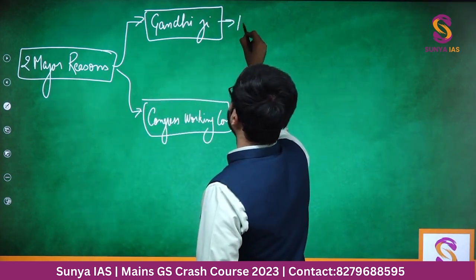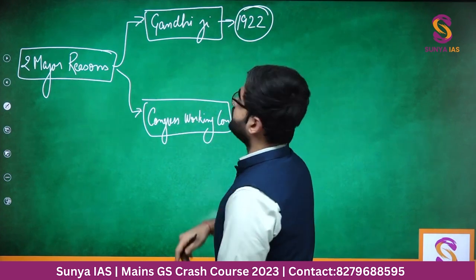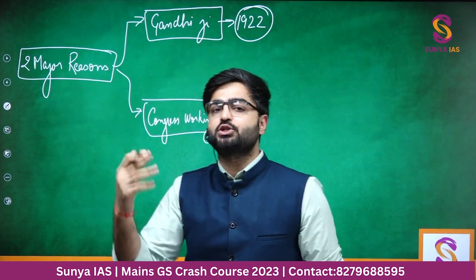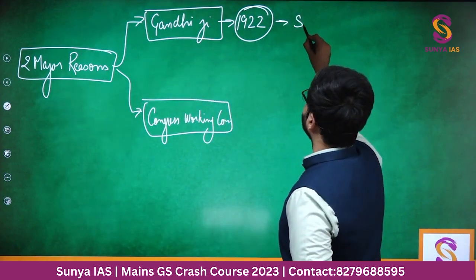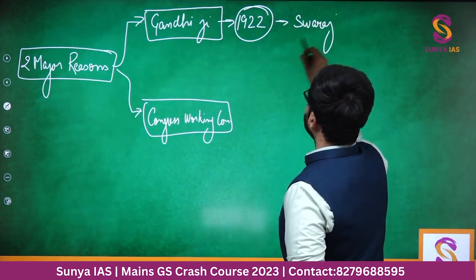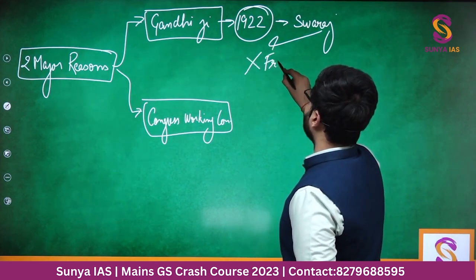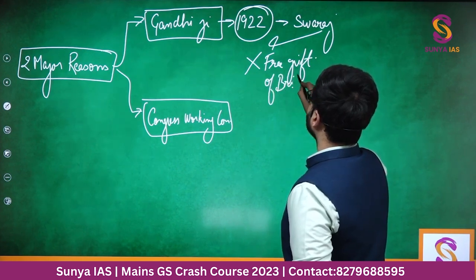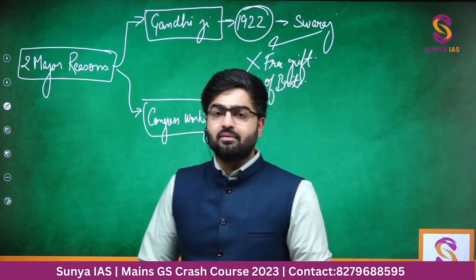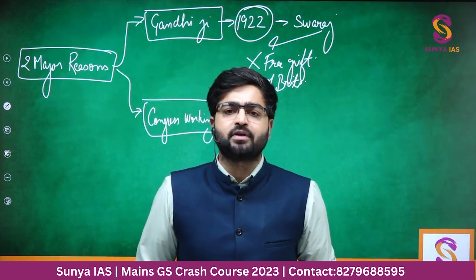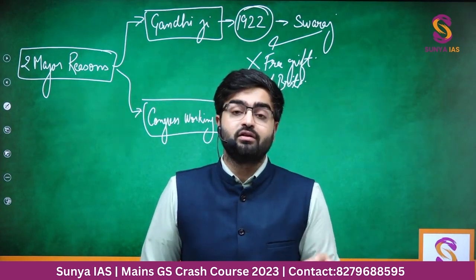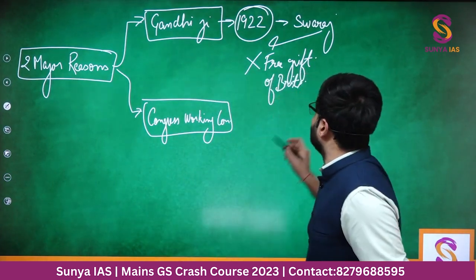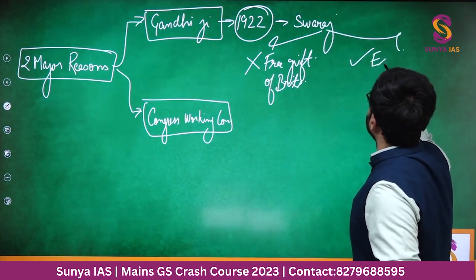So Gandhiji in 1922 clearly said that the Constitution of India, or Swaraj to be very precise, which was the term used at that point of time, will not be a free gift of the Britishers. This means that they will not have any influence at the time we will be making a constitution, while we will be self-ruling ourselves. That is the meaning of Swaraj. But the constitution will only be an expression of Indians.